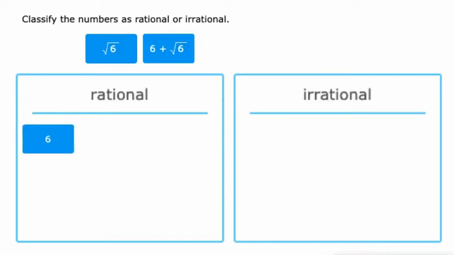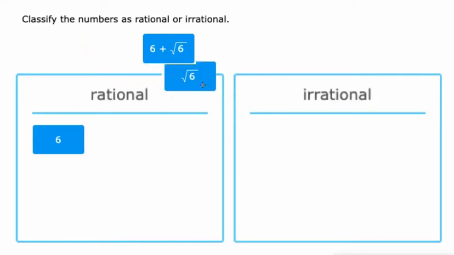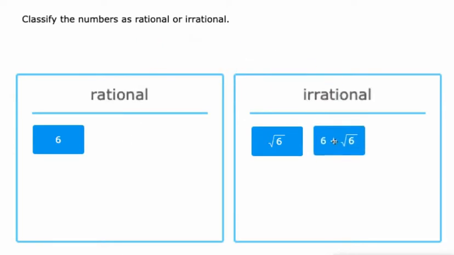All right, 6, obviously rational. It's a ratio of 6 to 1, or 12 to 2, or 24 to 4. Square root of 6 is irrational. So square roots are usually irrational. I say usually because you could do the square root of a perfect square, like the square root of 9, which is 3, which would make it rational. And when you add a rational to an irrational, you will get an irrational number.